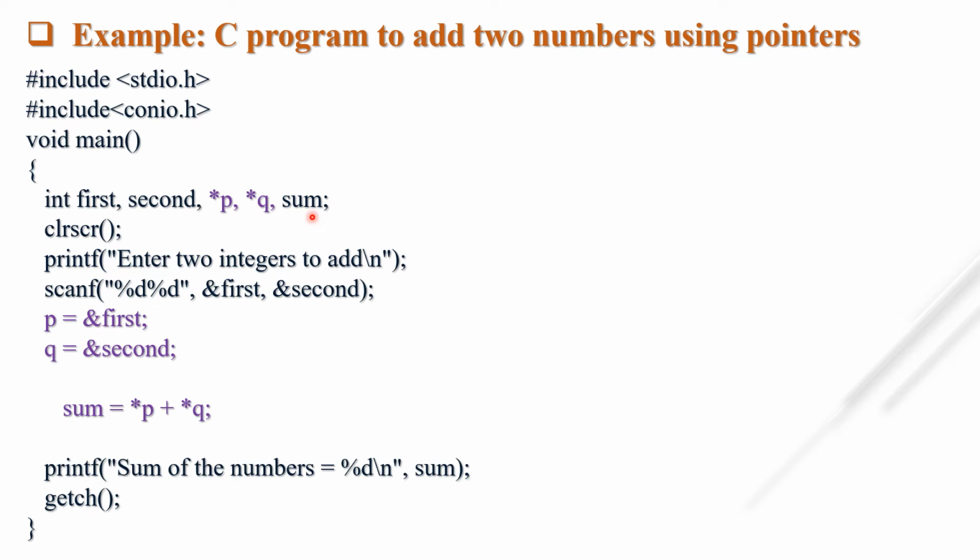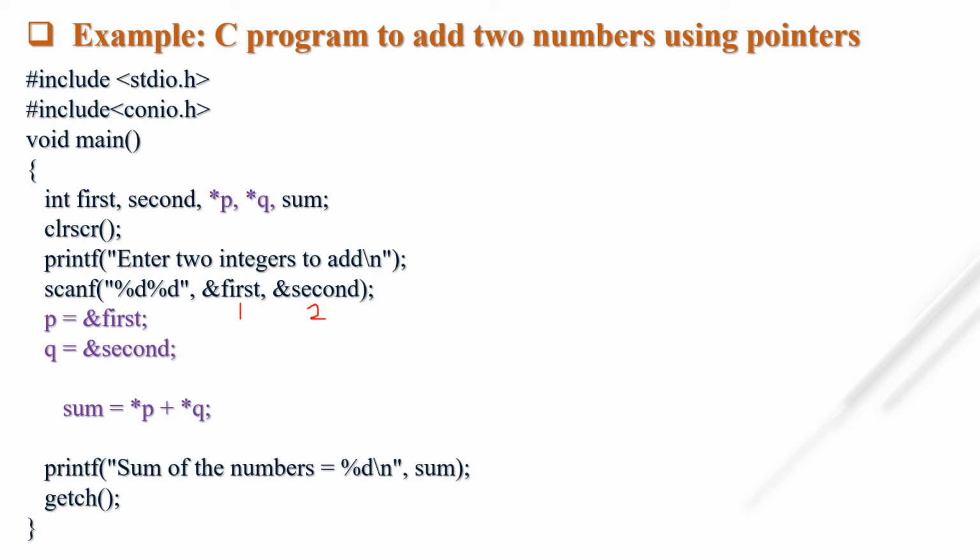Okay. So first what we do? First we print "Enter two integers to add", then %d, comma, &first, comma, &second. So the first number will be stored in the variable first, and the second number will be stored in the variable second. Okay, suppose I stored 1 in first and 2 in second.